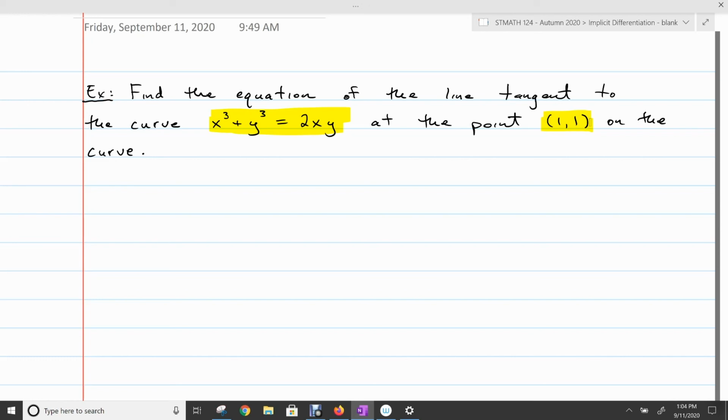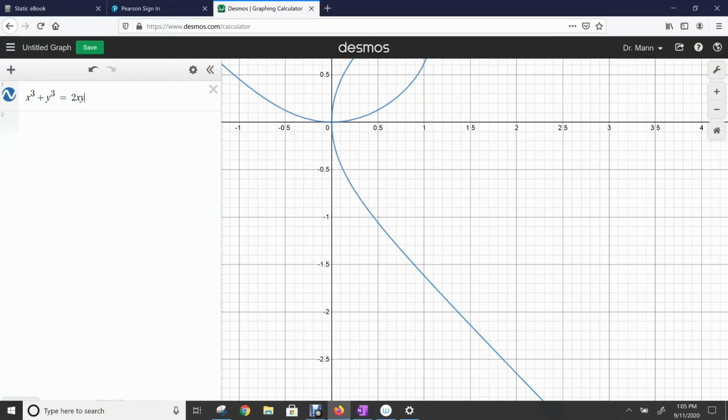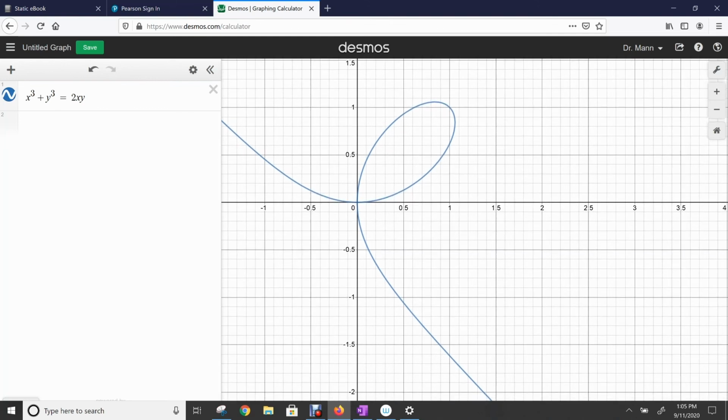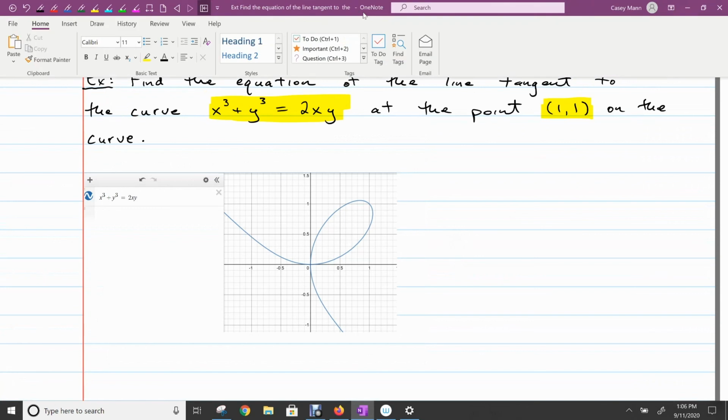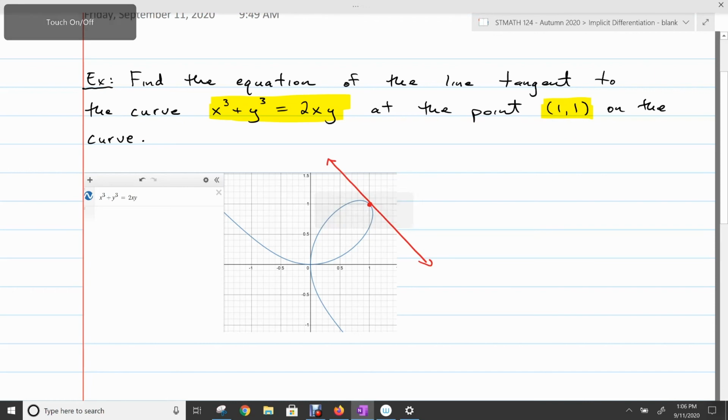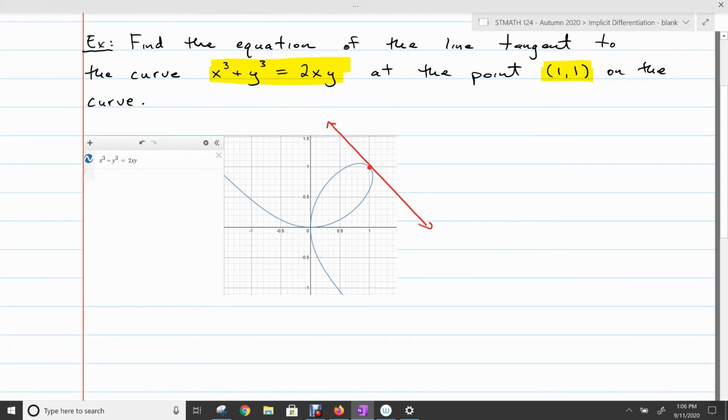So if we wanted to, just to see a picture of it, we could do that. Plugging it into Desmos, we got this curve here, and the point in question is (1, 1), which is right there, that red point. And so we're looking for the slope of this tangent line that looks about like that. And I wouldn't be surprised if the slope came out to -1 just from the picture, just from the symmetry that it seems to have. But let's find out what the algebra tells us.